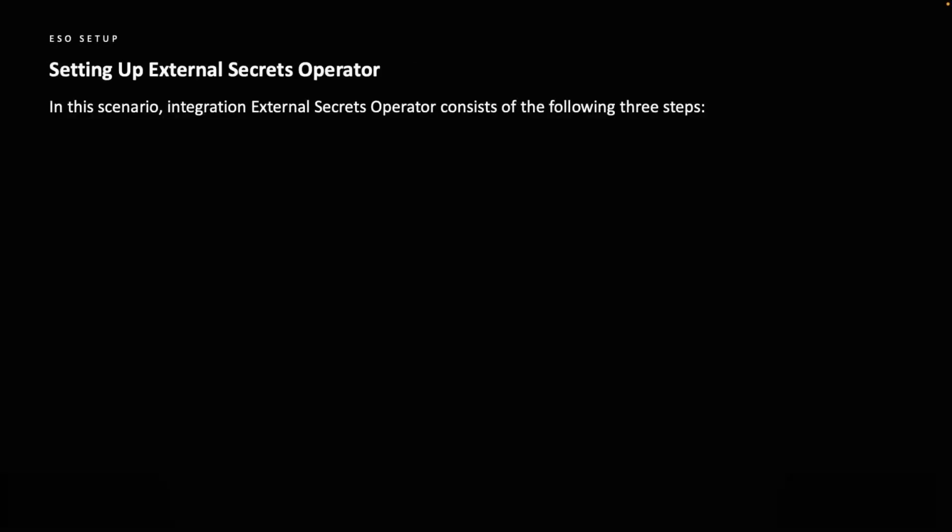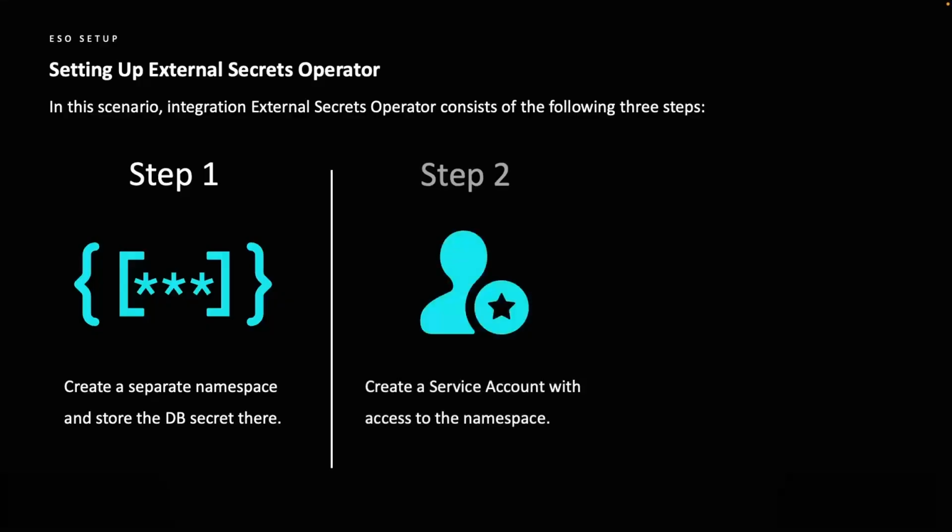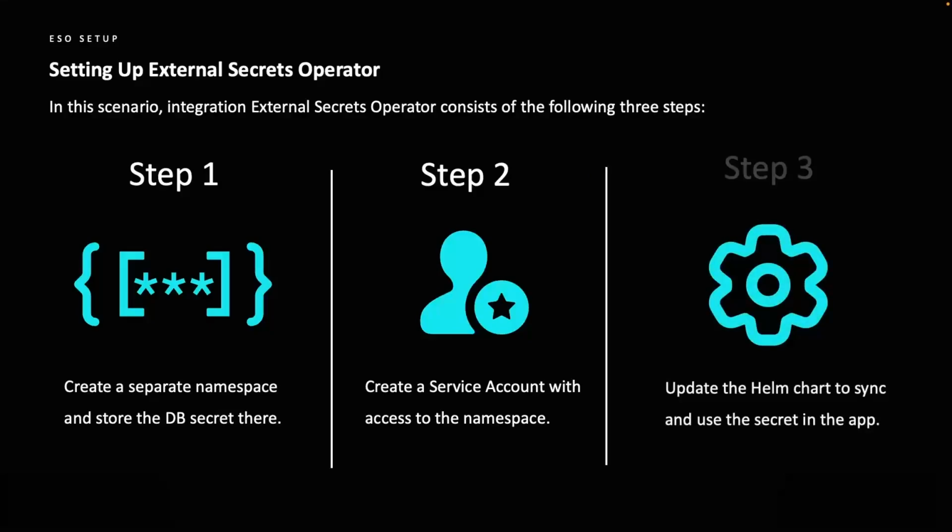In this demo, we will create a separate namespace in the cluster and store a secret containing database credentials there. Then, we will create a role with read-only permissions for this namespace and a role binding to grant these permissions to a specific service account. And lastly, we'll modify the application's Helm chart by adding templates for service account, secret store, external secret, and updated deployment with environment variables sourced from the synchronized secret.